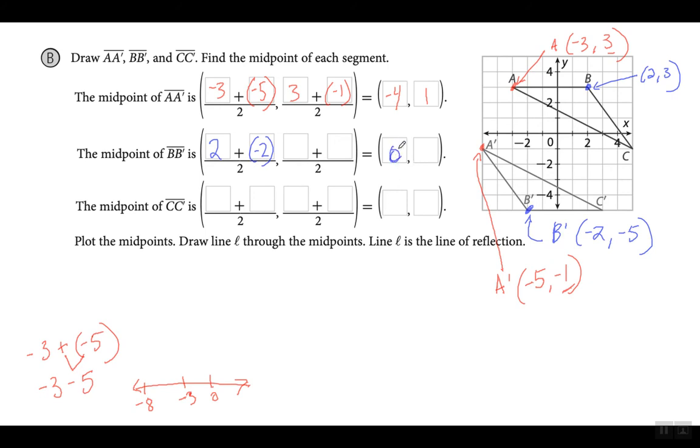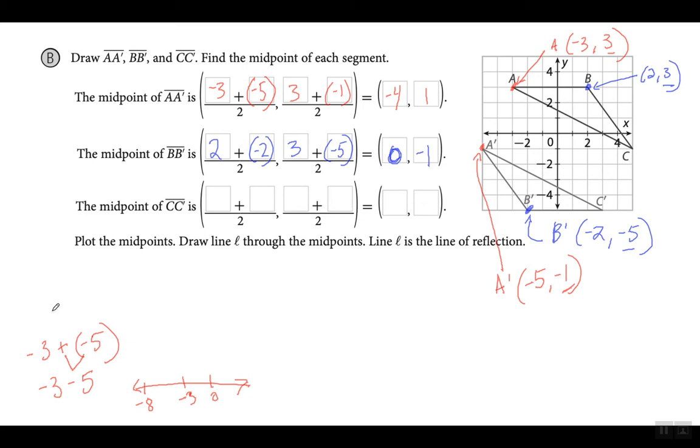Now let's do the same thing with the y coordinates. I've got to add 3 plus -5. That plus and that negative become a negative. So that's 3 minus 5. 3 minus 5 is -2. -2 divided by 2 will give you -1.